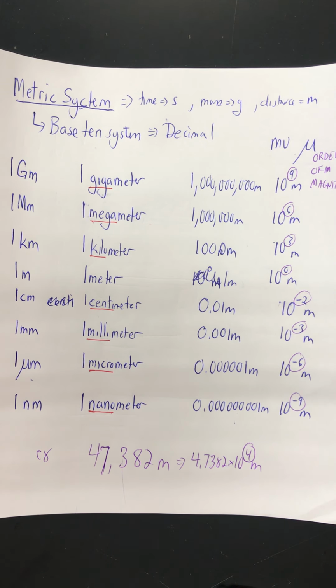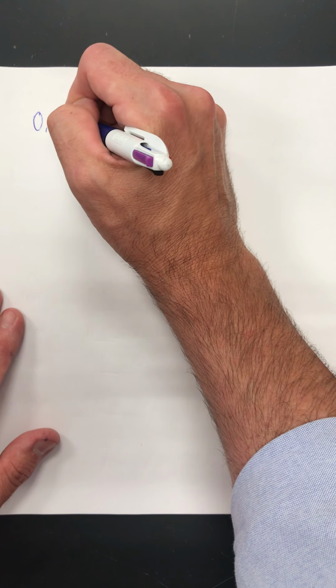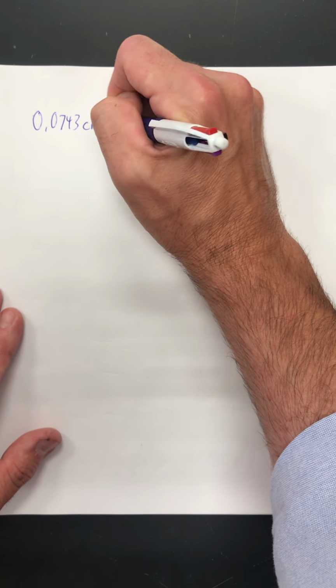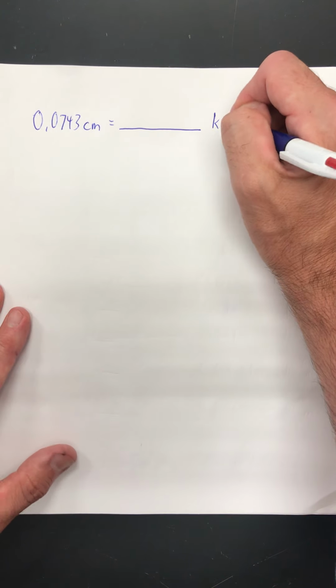Now we need to know how to convert between them. So let's look at an example, and I'm going to show 2 methodologies. If I have something that is 0.04743 centimeters, and I want to know how many kilometers that is, okay?